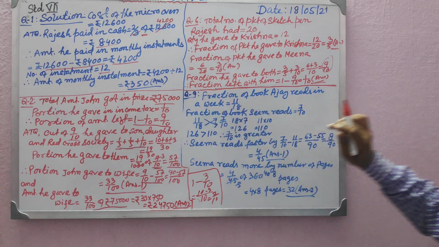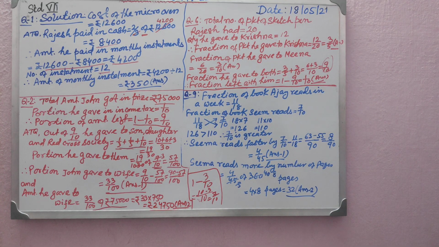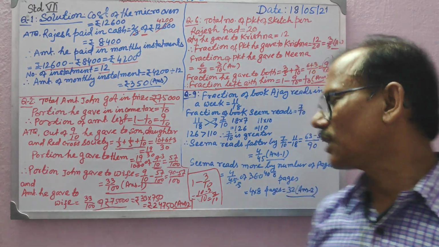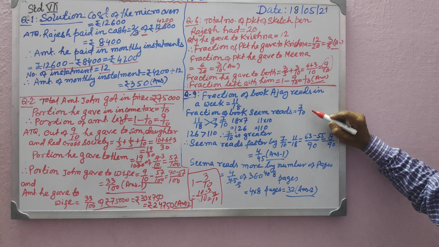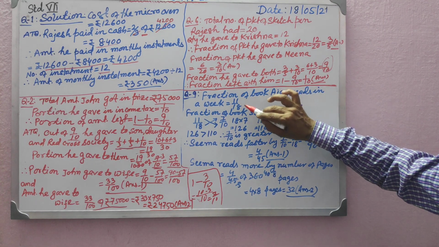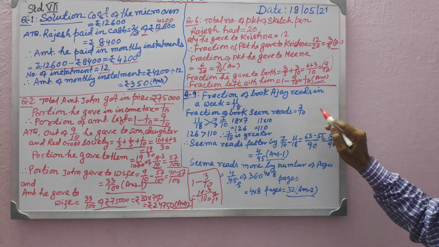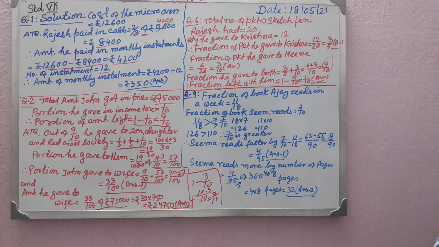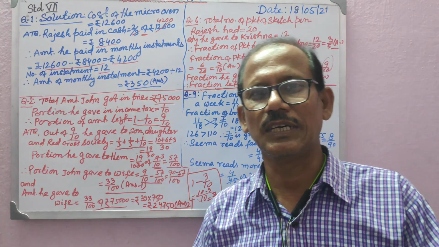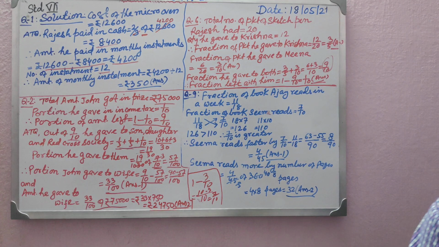Now, question number 9 I have taken. The fraction of the book Ajay read. See, this is a very good question. Some pages of the book are there. The total number of pages, I think, is 360 pages. Ajay has read 11/18 in a week, and Seema read 7/10 in a week. Okay, so two students are reading the book. Someone's reading will be faster, someone's slower, but that is given in fractions. So let us see who is reading faster.